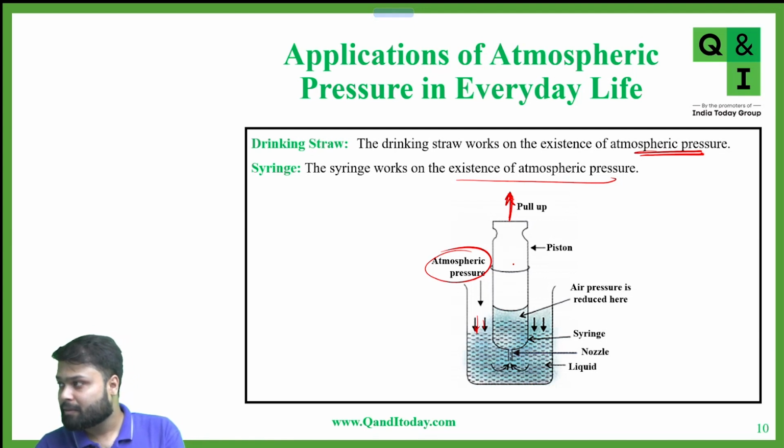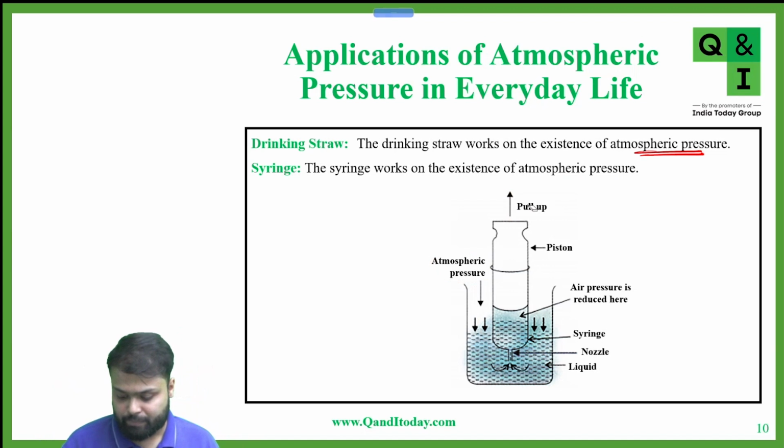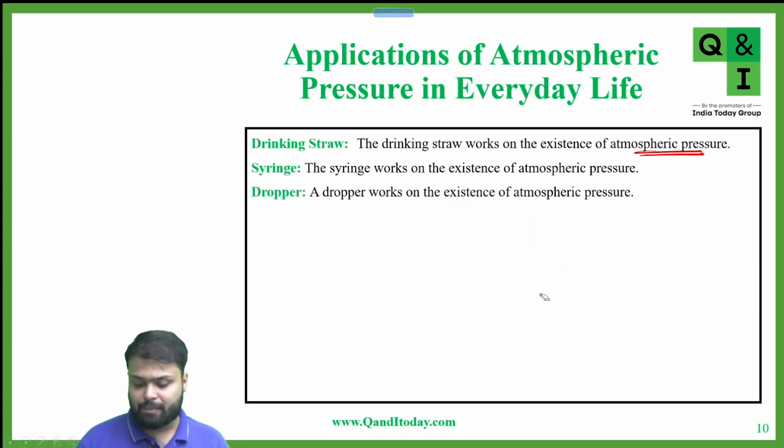The atmospheric pressure inside reduces. Outside the syringe is atmospheric pressure, but inside the pressure is less than atmospheric. Because of that, fluid flows inside the syringe. Is it clear now? Yes. Very good. Next is the dropper.